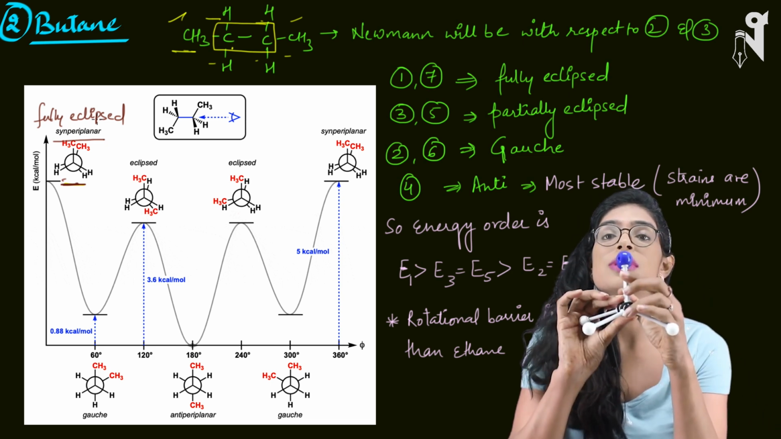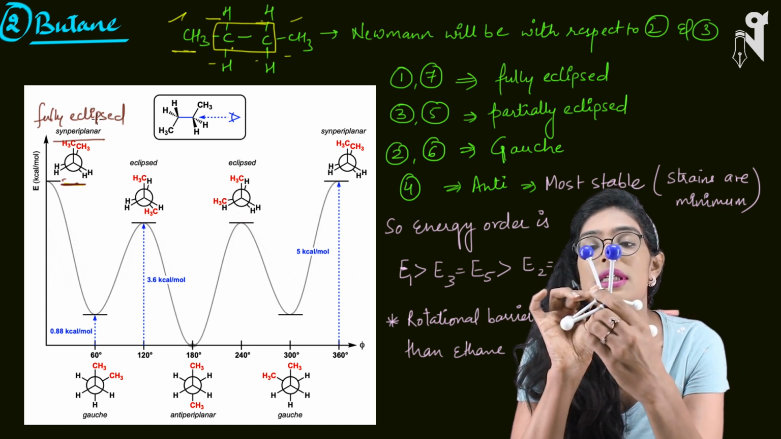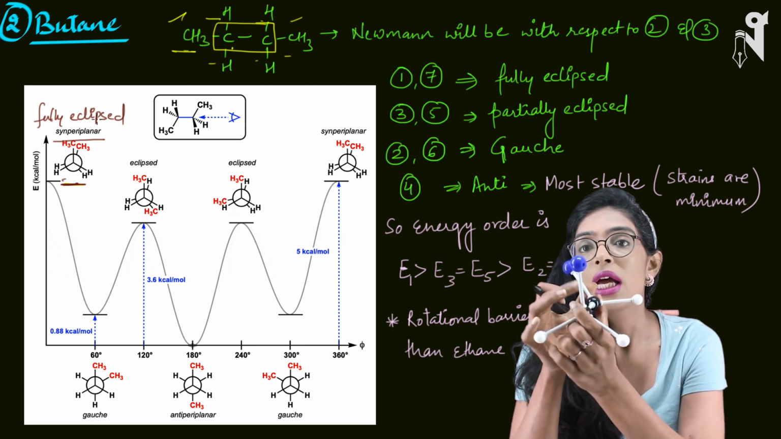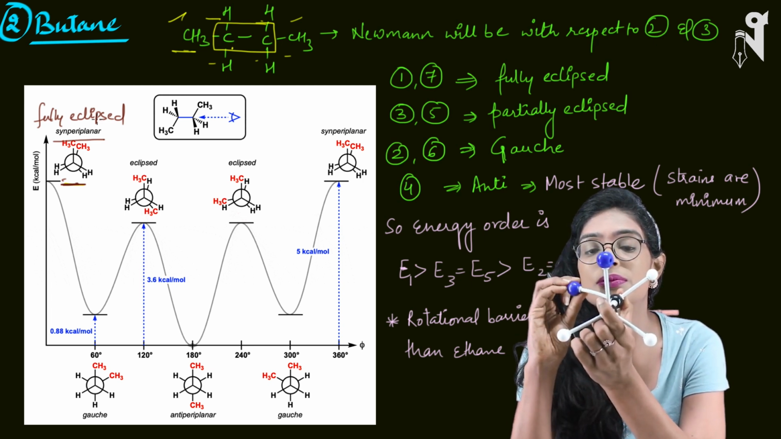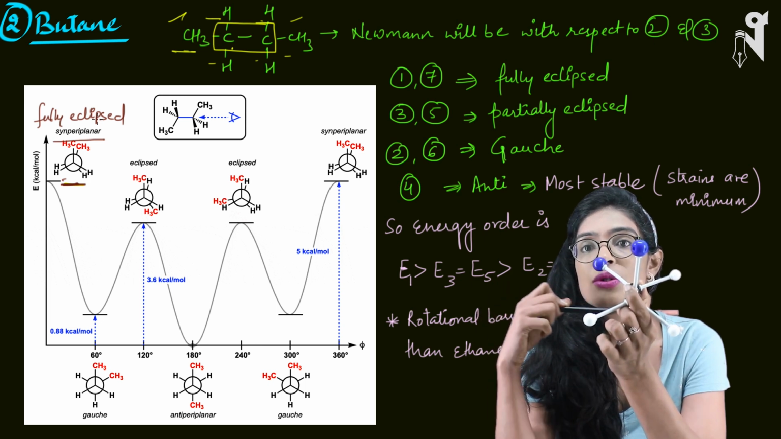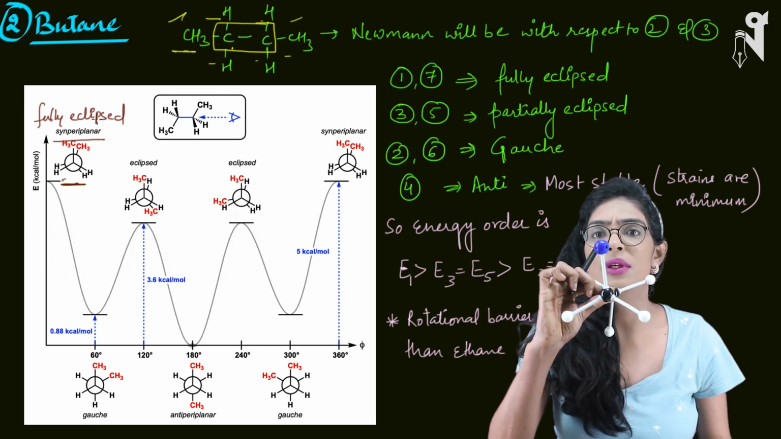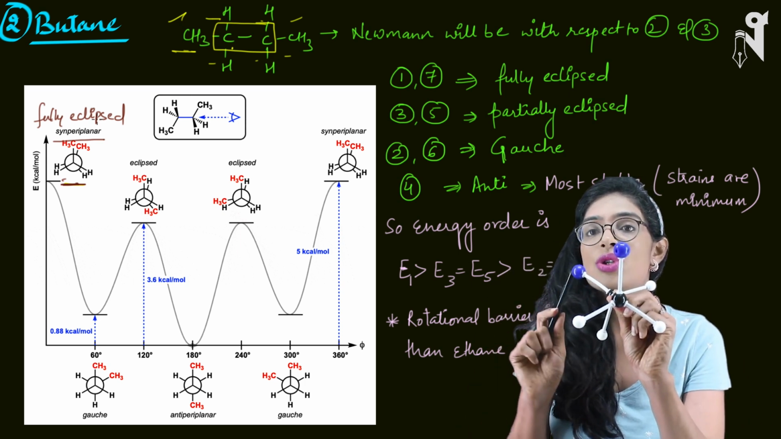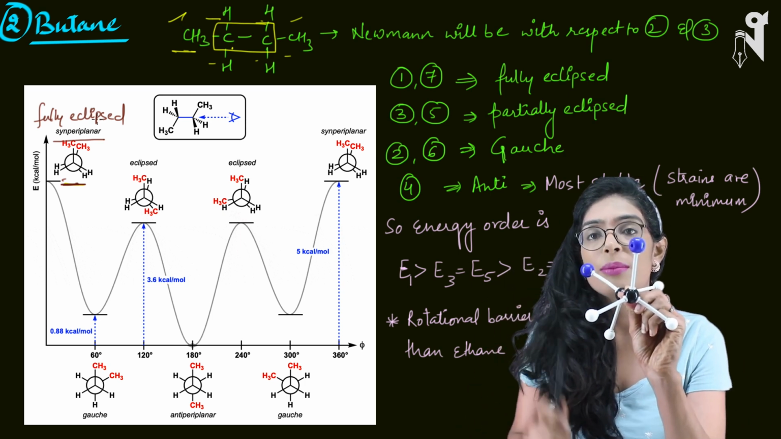Now if I rotate it by 60 degrees, what will happen? Just see. I have rotated it by 60 degrees. Here is my one CH3, here is my another CH3, this is my hydrogen. So everything is quite visible, all the bonds are visible. The CH3 groups are just 60 degrees apart from each other.